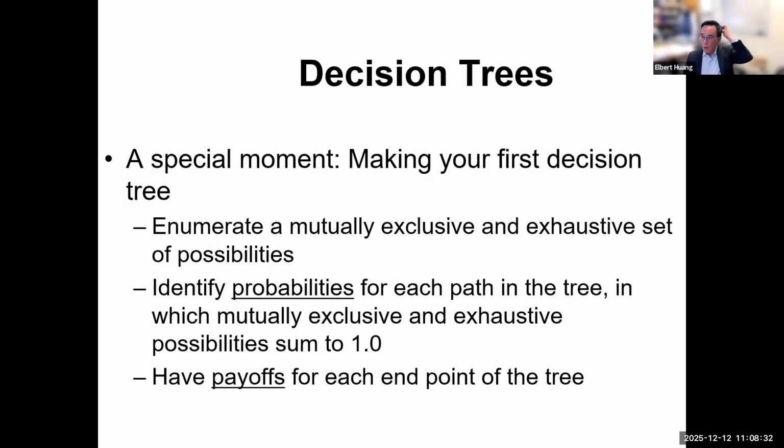And so here I'm gonna walk you through a very basic decision tree. This is a big moment for you, especially if you haven't done this before. What the tree does is it requires you to enumerate a mutually exclusive and exhaustive set of possibilities. So what are we choosing between? It forces you to say out loud what it is we're choosing between.